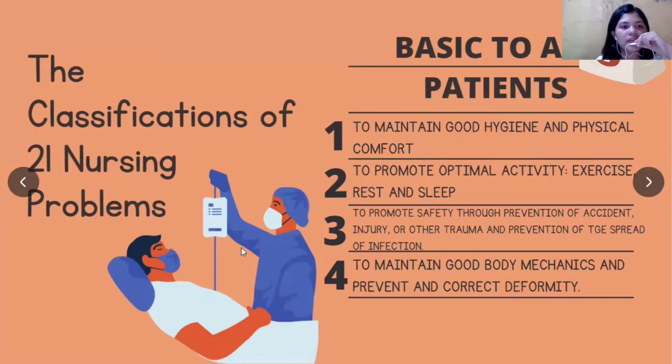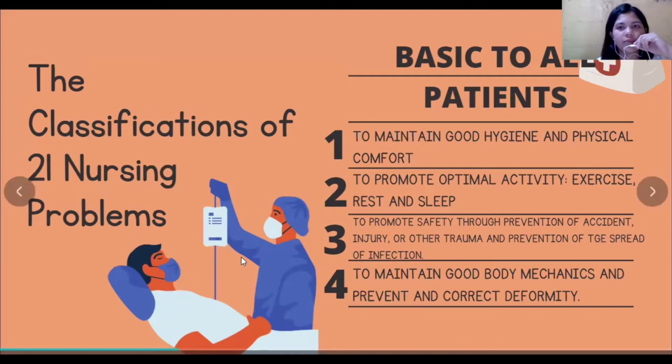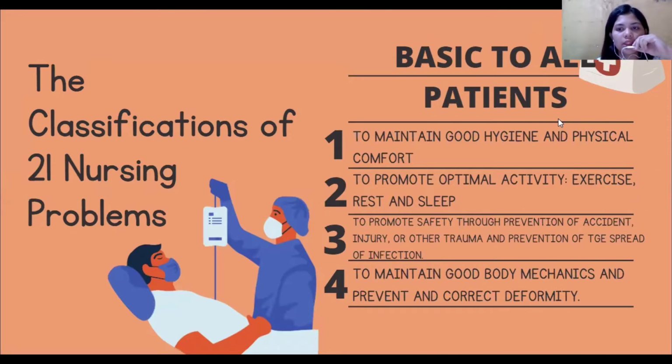The classification of the 21 nursing problems. Basic to all patients. 1. To maintain good hygiene and physical comfort. 2. To promote optimal activity, exercise, rest, and sleep. 3. To promote safety through prevention of accident, injury, or other trauma and prevention of the spread of infection. 4. To maintain good body mechanics and prevent and correct deformity.